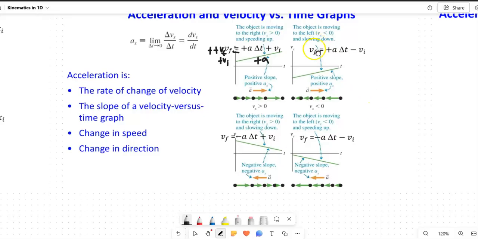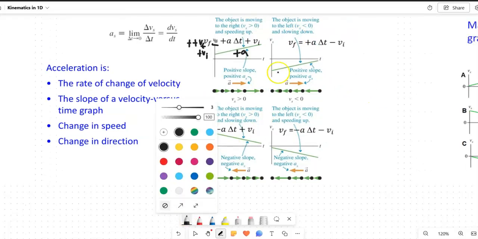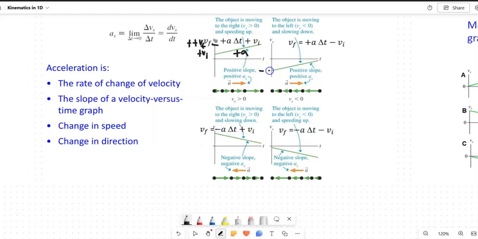Okay, now here it looks like you start off moving to the left very quickly. And then in the end, your final velocity is equal to 0. The slope of that line is positive, so that acceleration is positive. So you start off moving to the left and you end up coming to 0. So you're moving to the left, but you're slowing down as you're moving to the left. And so that's why this is a positive acceleration and a negative velocity.